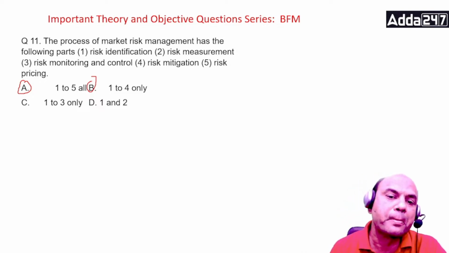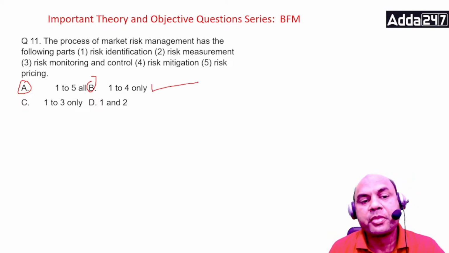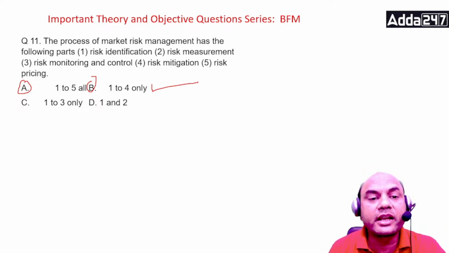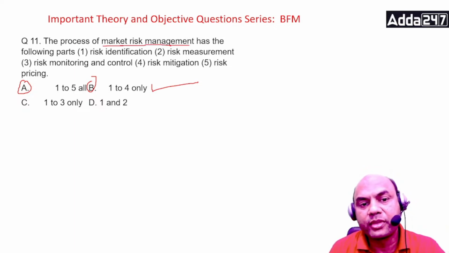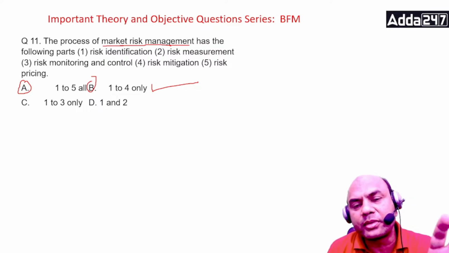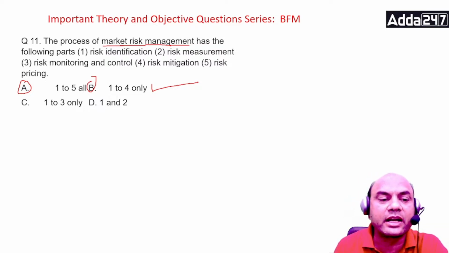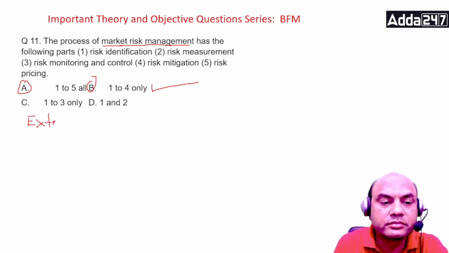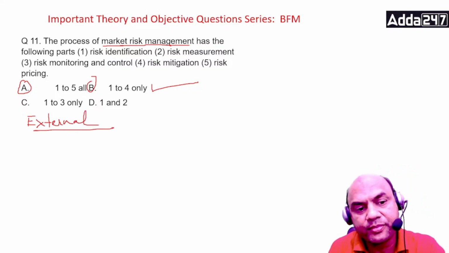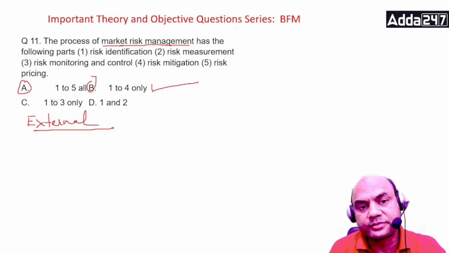Yeah. It is this B. 1 to 4 only. Remember, market risk management. What is the market risk? Market risk is that risk which is external to us. It is not in your hands. So that is market risk.